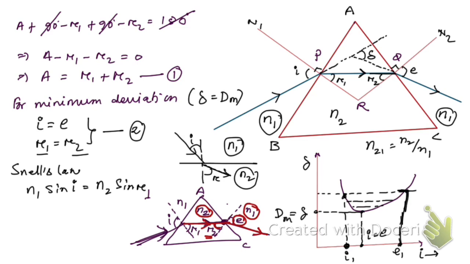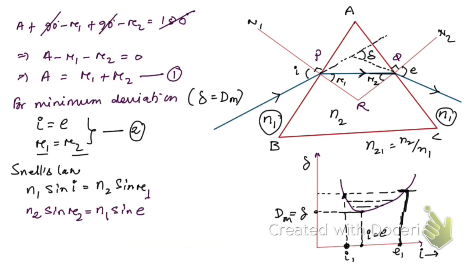So in that case, if we write the relation, then we're gonna get n2 sine, instead of I we're gonna write r2, and n1 sine, instead of r1 we're gonna write the angle of emergence E, right? So hope you have understood this. Okay, so now let me clean these things.